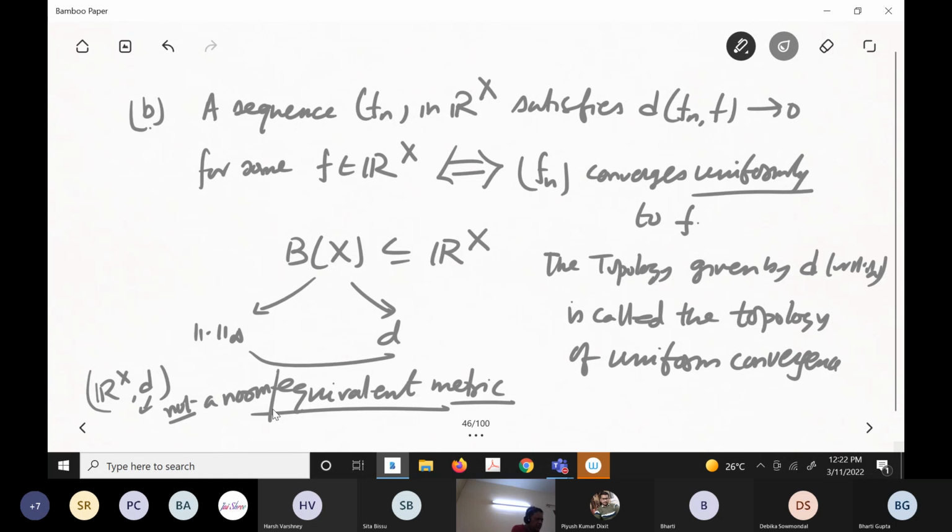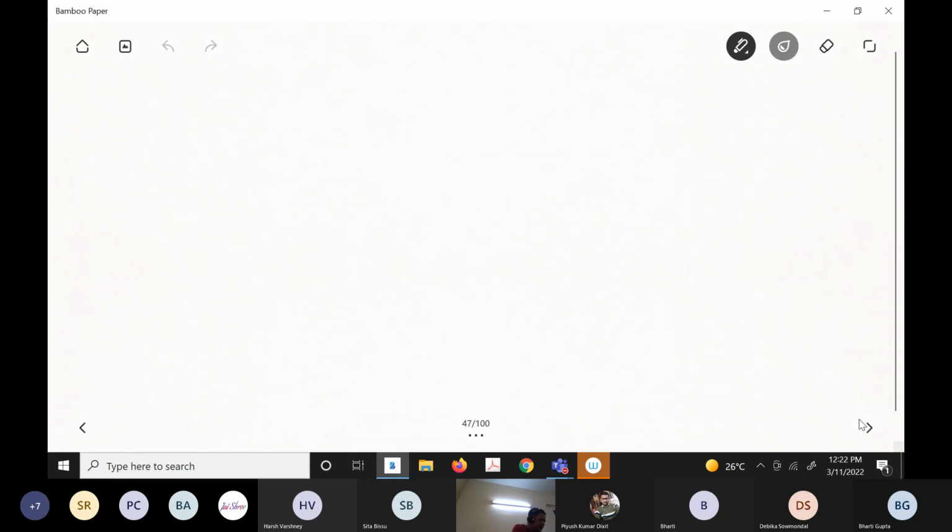The topology of pointwise convergence: when I say pointwise convergence, that is also on R to the power X, or C(X), I can give a topology, which is called the topology of pointwise convergence. Okay, so here I could give another metric. Look, what is this metric I could give?